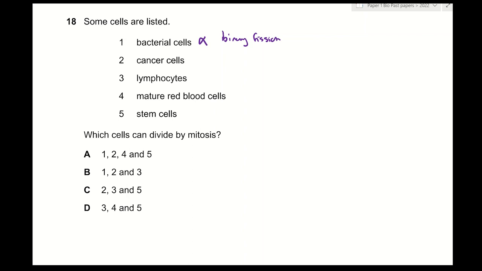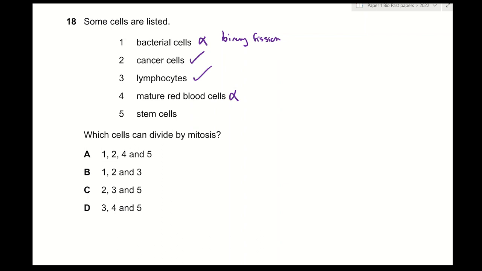2. Cancer cells. Yes, cancer cells actually divide by uncontrolled mitosis, so this is correct. 3. Lymphocytes. Yes, when an antigen enters the body, B and T lymphocytes are actually stimulated to divide by mitosis, so this is correct. For mature red blood cells, this is incorrect. Red blood cells do not divide. Why, you would ask, is because it does not even have a nucleus to enable it to divide.